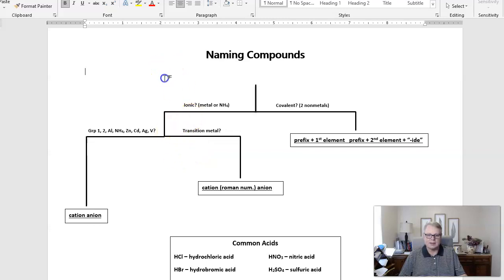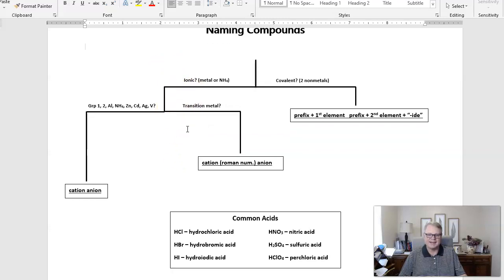Very similar to this. Quite similar to this. Okay? And so here's how you name compounds. It's a little decision tree. The first thing you have to decide is: is it ionic or is it covalent? Let's say it's covalent. Well, prefix plus first element, prefix plus second element, slap on an -ide.